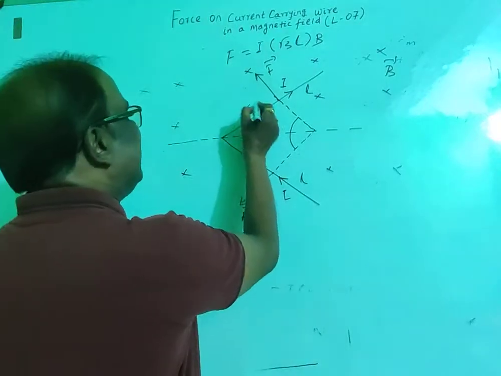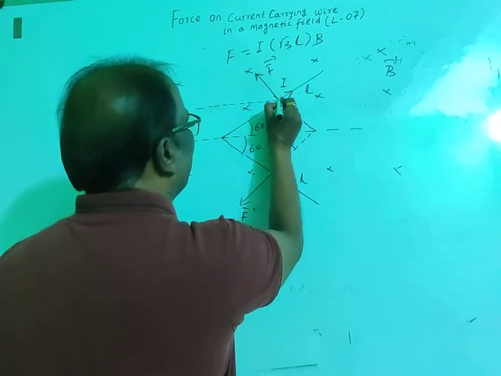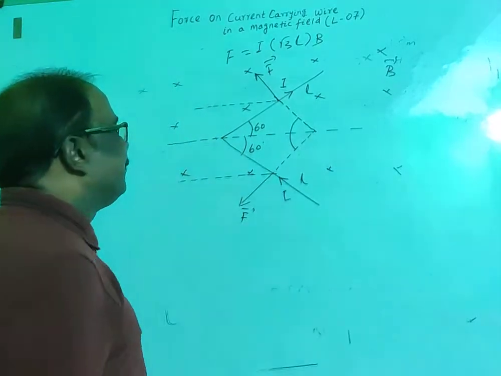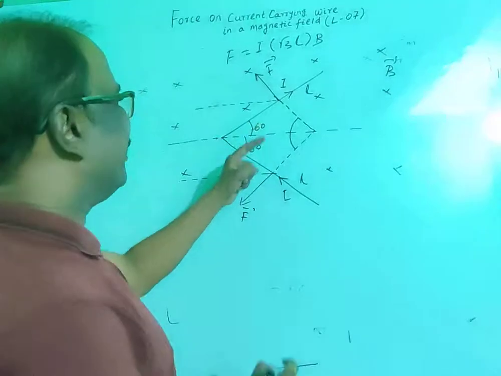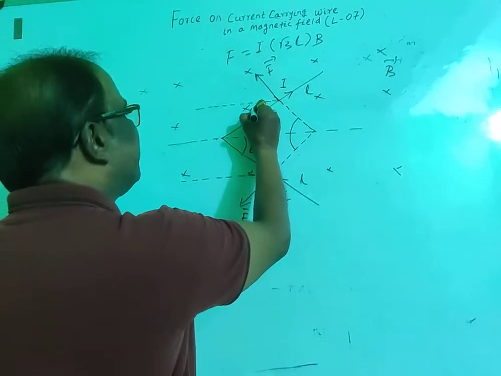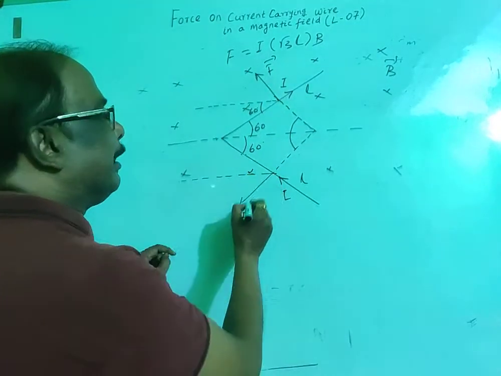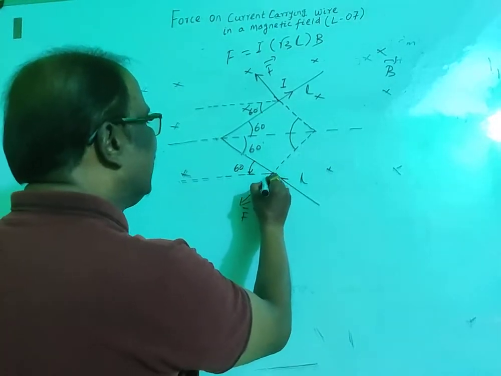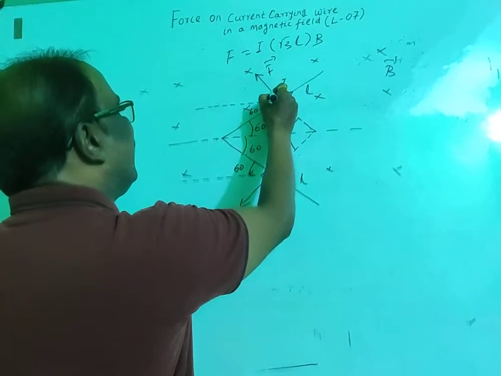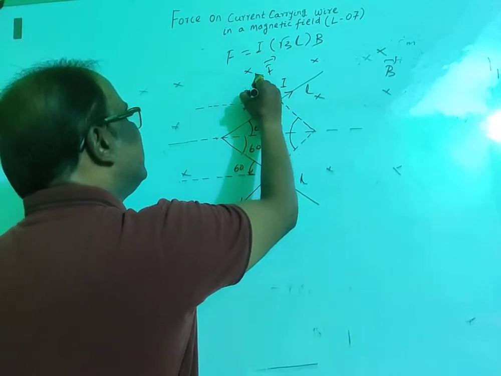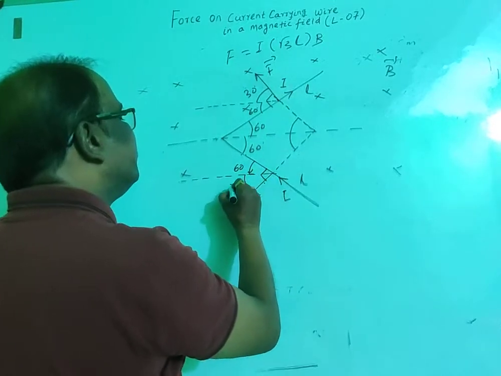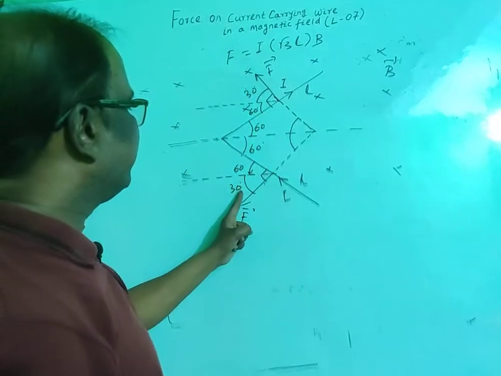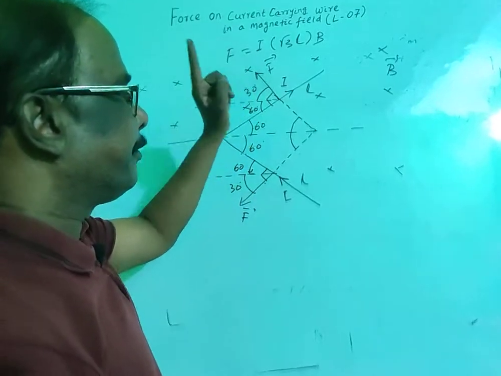Then this angle is 60. Draw a line parallel to this line. If this angle is 60 degrees, obviously this angle is 60 degrees. If this angle is 60 degrees, then obviously this angle is 60 degrees. But this total angle is 90. So this angle is 30 degrees, and this angle is also 30. Is it clear? This is 30, this is 30, this is 60, this is 60.